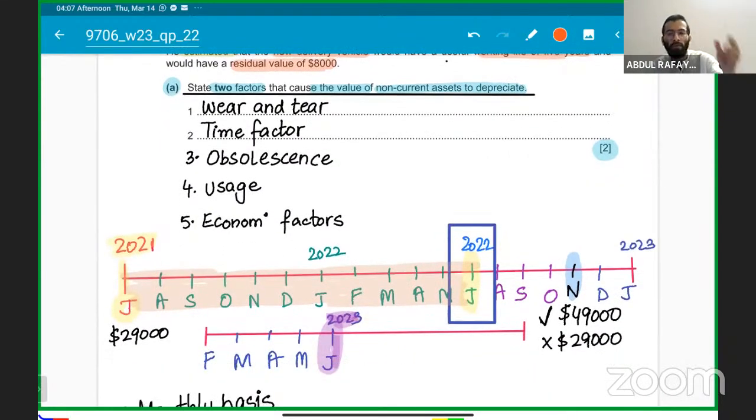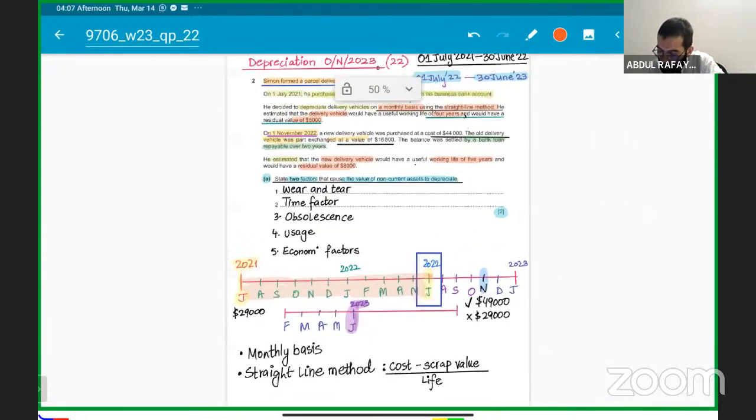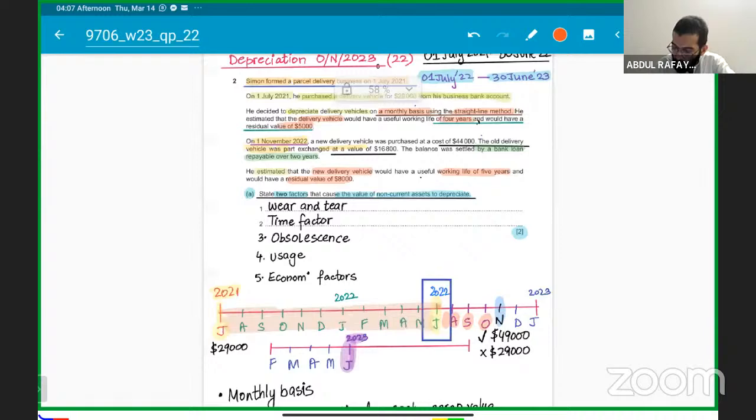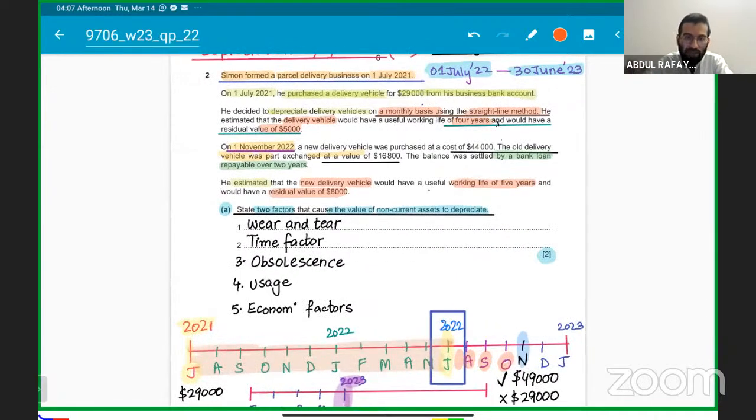If we talk about the first delivery, the old delivery vehicle, we have to find it out because the year starts on 1st July. So we'll have to find for July, August, September, and October. I'm talking about the old delivery vehicle. Sir, the old delivery vehicle is being disposed on 1st November.